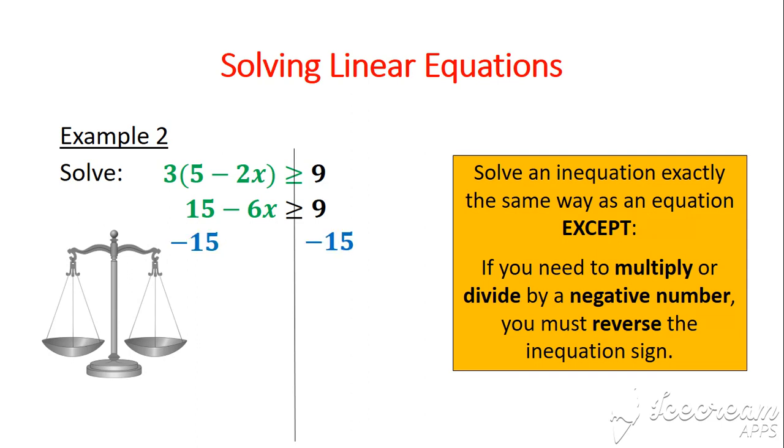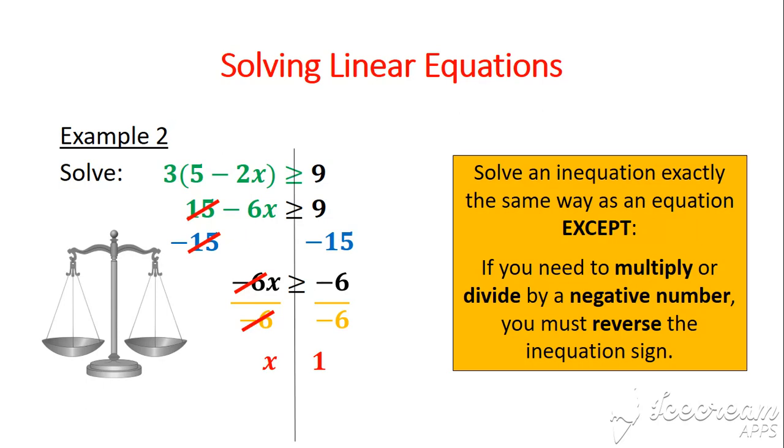Okay, we're going to get rid of the 15 by minusing 15 on both sides. So 15 minus 15 on the left cancel, leaving us the negative 6x. And on the right, 9 minus 15 leaves us with negative 6. Now we're going to divide both sides by negative 6 to get rid of the negative 6 out the front of the x. On the left-hand side, the negative 6's cancel, leaving us just the x. And on the right, negative 6 divided by negative 6, any number divided by itself is 1 whole. The two negatives make a positive anyway.